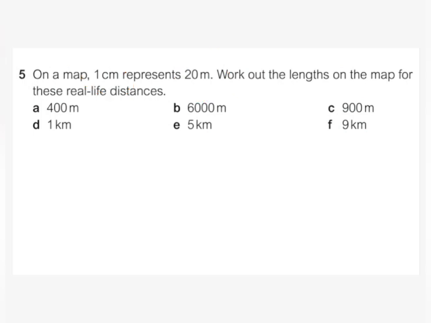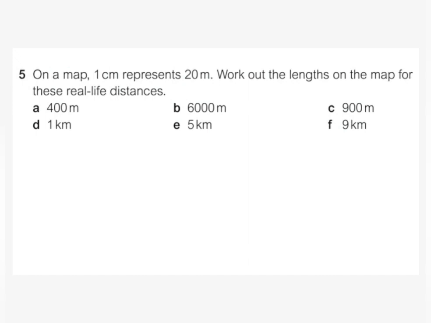Now, the question gave us the scale that we're going to use. So 1 centimeter represents 20 meters. 1 centimeter is on the map and 20 meters in real life. Now, if I want to find anything on the map, I'm going to take the number and divide it by this number. And if I want to find anything in real life, I'm going to take the number and multiply it by this number. This is how you work out a number with a scale.